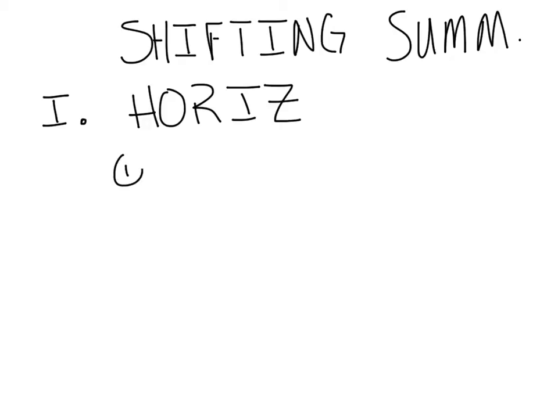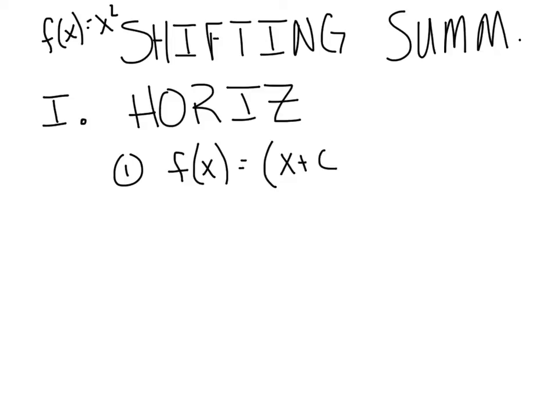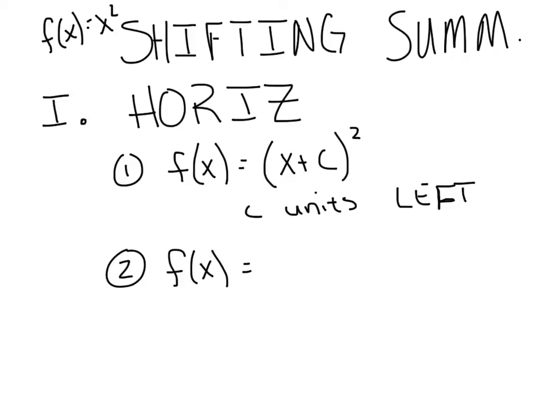For horizontal shifts, all of this is based off the idea that we started with f(x) = x squared. If I said f(x) equals the quantity x plus c, squared, what I actually did is go c units to the left. And the other option is, if I said f(x) equals the quantity x minus c, squared, what I did is shift c units to the right.